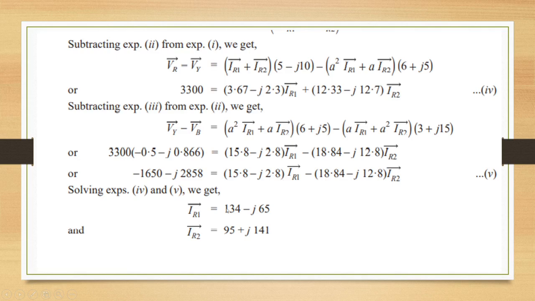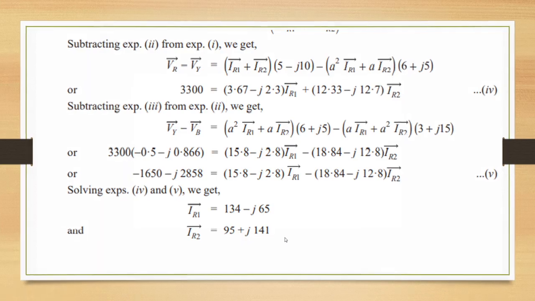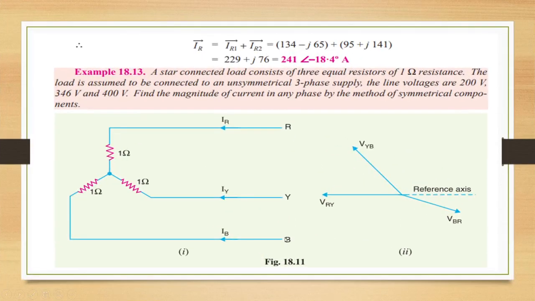So after solving the fourth and fifth equations, we are going to get IR1 and IR2 as 134 minus j65 and 95 plus j141 respectively. IR will be equal to IR1 plus IR2, that is 134 minus j65 plus 95 plus j141, that is 229 plus j76. In polar form, after conversion, we are going to get this value as 241 angle minus 180 minus 18.4 degree ampere.